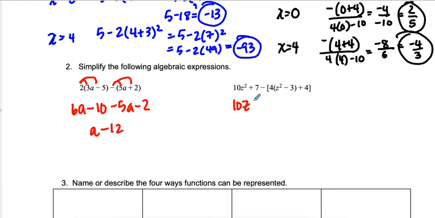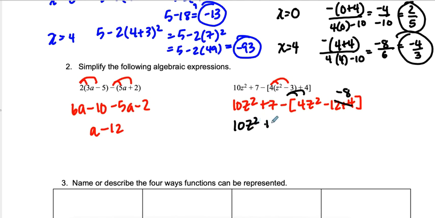Over here, we'll keep the 10z plus 7 on the outside. We're going to distribute the 4 on the inside, so we have minus 4z squared minus 12 plus 4. Simplifying the -12 and 4 to be -8 here, and then distributing the negative through, we'll be left with 10z squared plus 7 minus 4z squared, and that would be a +8. And then we'll simplify it by combining like terms. So 6z squared plus 15.